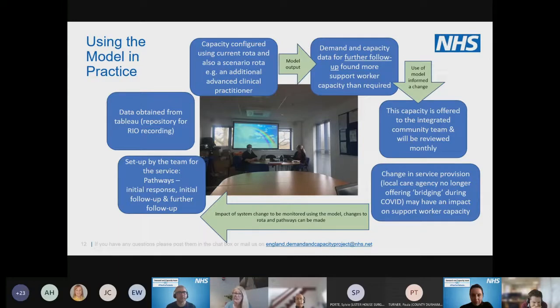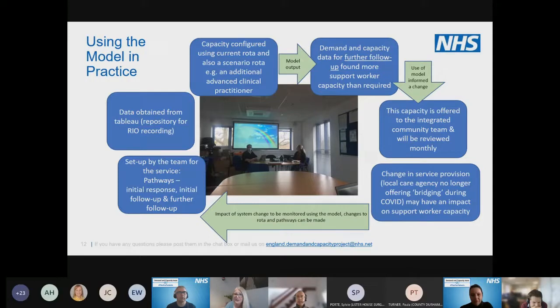And then the capacity was configured using their rota. And the way they do this is they have a bit of a standard rota that they use in the model. So a bit like a safer staffing rota or an ideal rota. So they don't change it all the time, but they have the sort of staffing numbers they expect to have on. And they also have a scenario rota where they've actually used it to look at where we've got gaps. If we put in another person here, or if we put in another role here, what would that look like? And you can put a number of rotas into the model, real ones and scenario ones, so you can model whatever you feel like at the time.